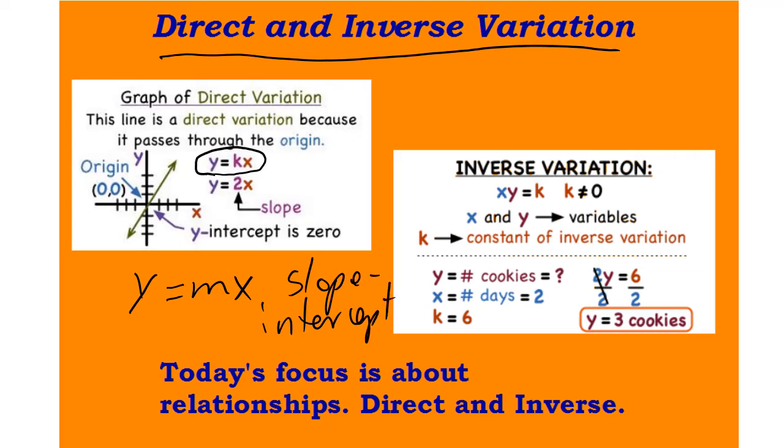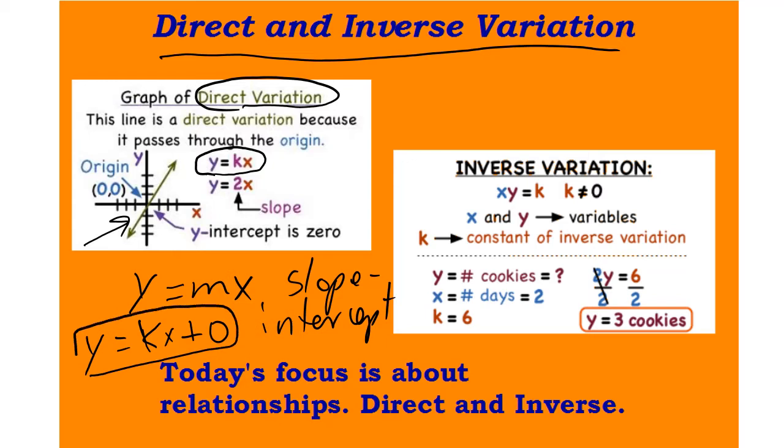The one thing you know about every direct variation graph is that it goes through the origin because the y-intercept is 0. We use k just so we know it's a direct variation. We're very sure, but k is the slope, just like m is the slope. Don't ask me why. Just a joke. All right, y equals kx.